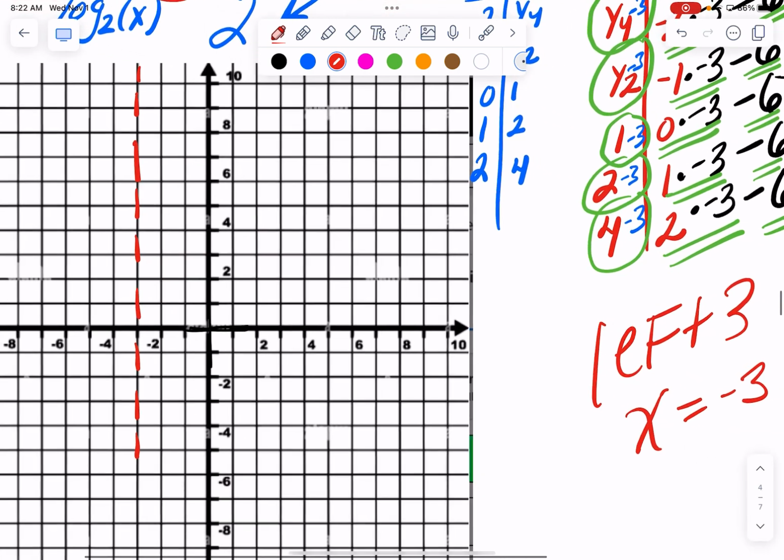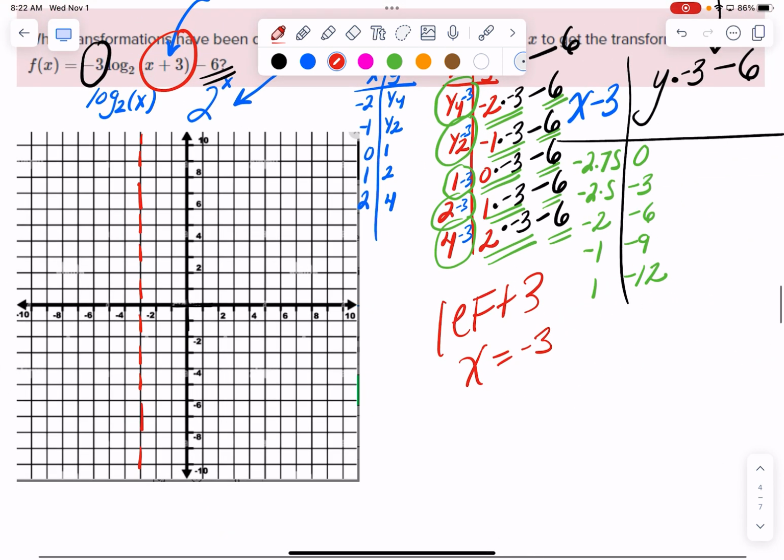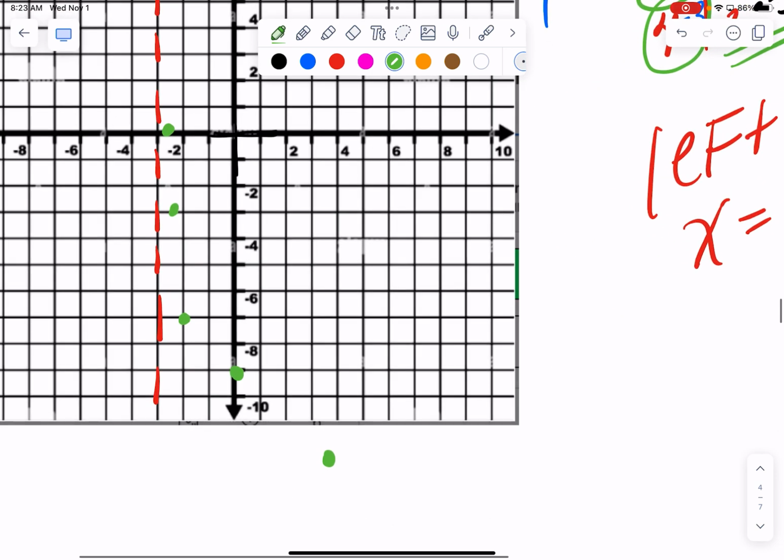Then I just plot points. Like now I'm just literally plotting points. So I'm at negative 2.75. That's close to the asymptote, so I feel good so far. Negative 2.5, down 1, 2, 3. Not drawn to scale. Negative 2, down 6. Negative 1, down 9. Over 1, down 12. Is it creating an exponential looking function?